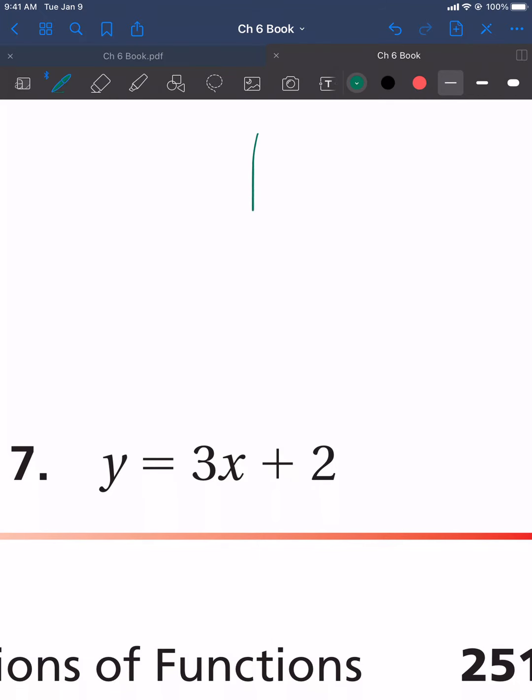Graph this little guy. My y-intercept is up 2. My slope is up 3 over 1, up 3 over 1. Or I could say down 3, back 1.